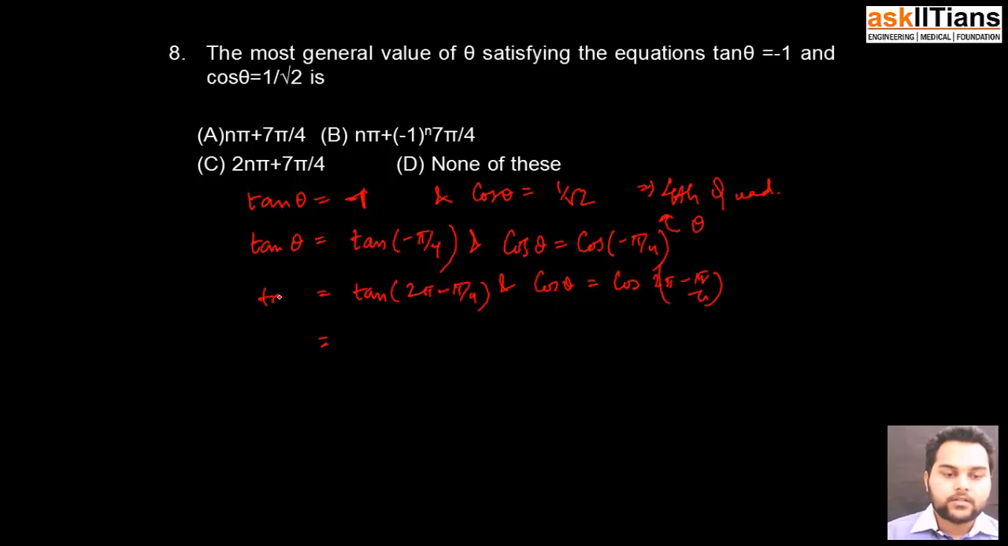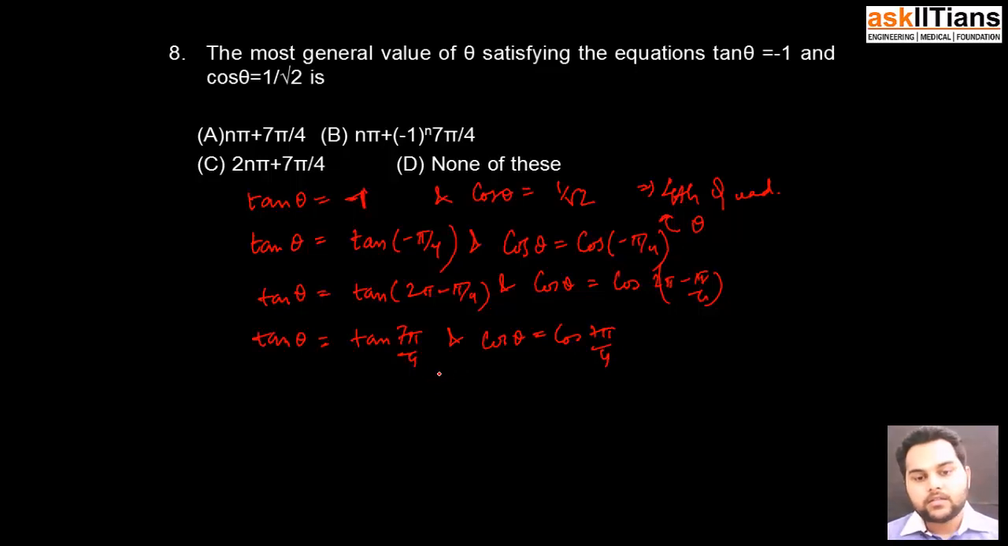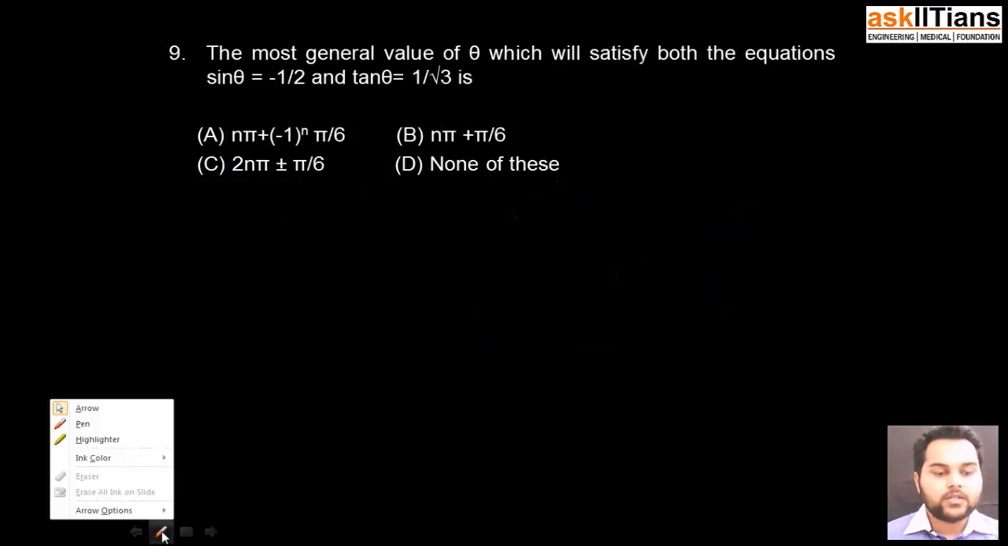The resultant solution that I would be getting would be tan theta equal to tan of 7 pi by 4 and cos theta is equal to cos of 7 pi by 4. Now these three equations have to be solved simultaneously. Hence the general solution for that would be theta is equal to 2n pi plus alpha, that is 7 pi by 4, and hence my answer for this question is C.